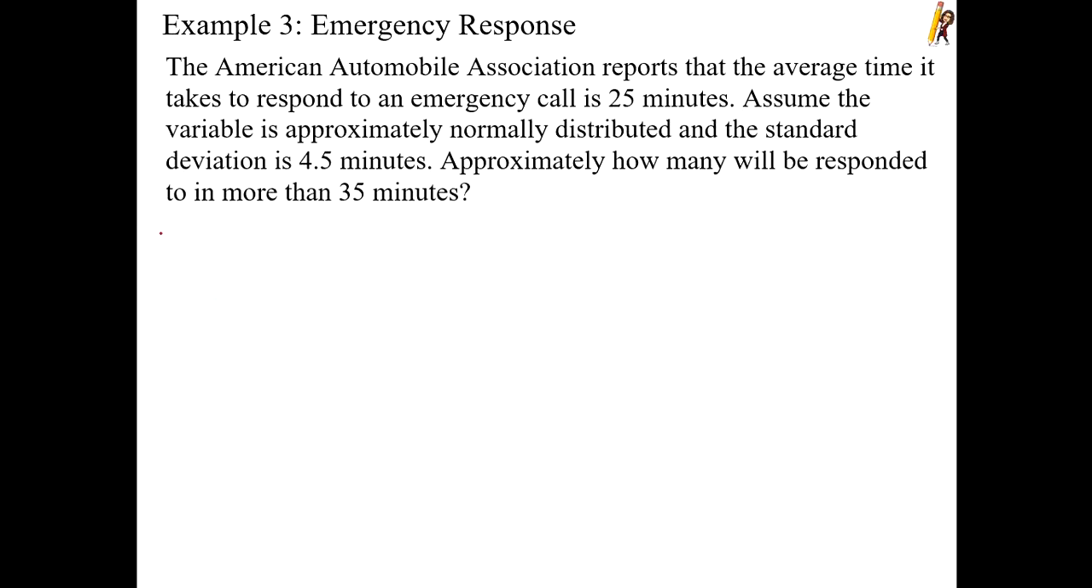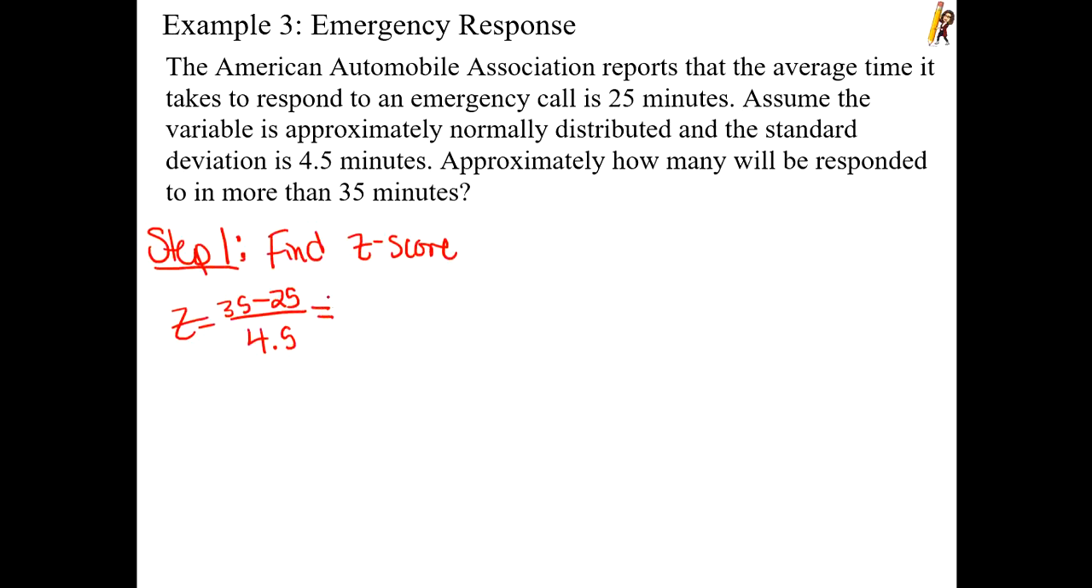Okay, so remember our step 1 is going to be to find the z-score. Like we did in our last lesson, we were always focused on finding that z-score by doing the value, which is 35, minus the mean, which is 25, all divided by the standard deviation, which is 4.5. So 35 minus 25 is 10, divided by 4.5. In my calculator, it's telling me it's a z-score of 2.22.